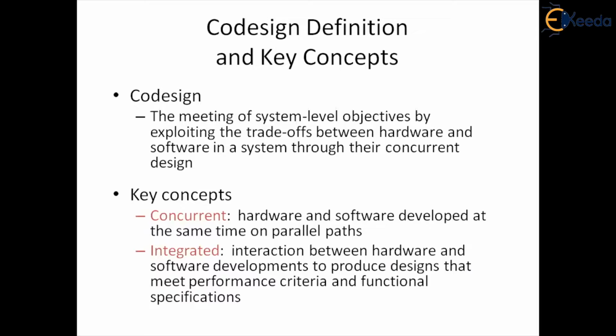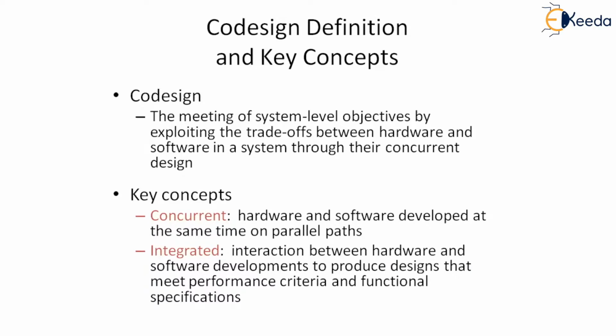So, the meeting of this system level objective. What does our system want? Which is basically the trade-off between hardware and software in the system. And we can do this through their concurrent design. So the key concepts in hardware software design are, first, concurrent. That is, we have to develop both hardware as well as software at the same time on a parallel path. And the second key concept is integrated.